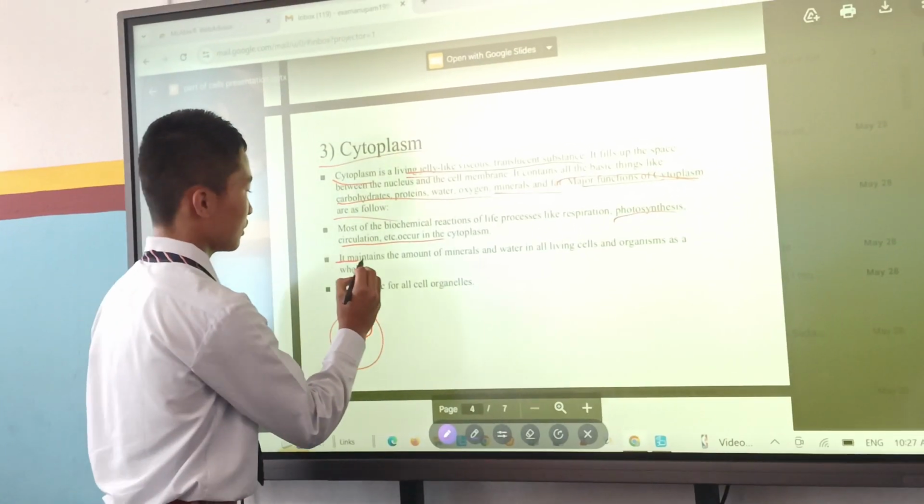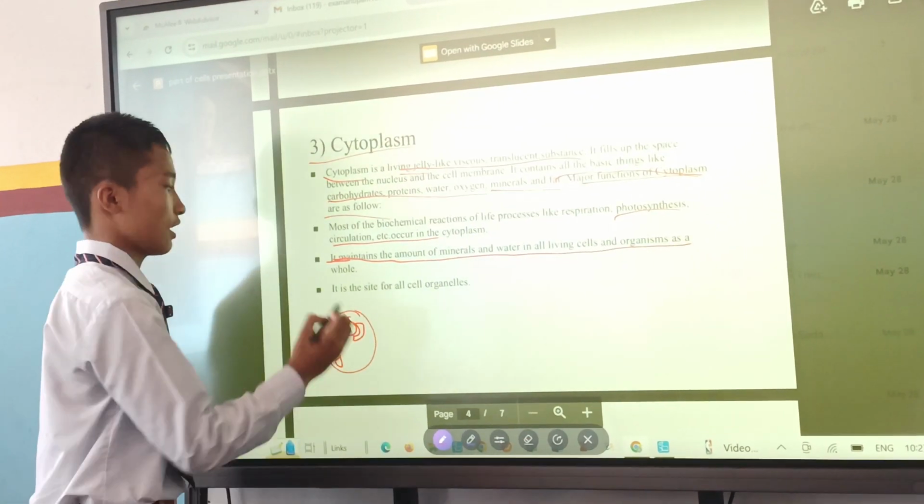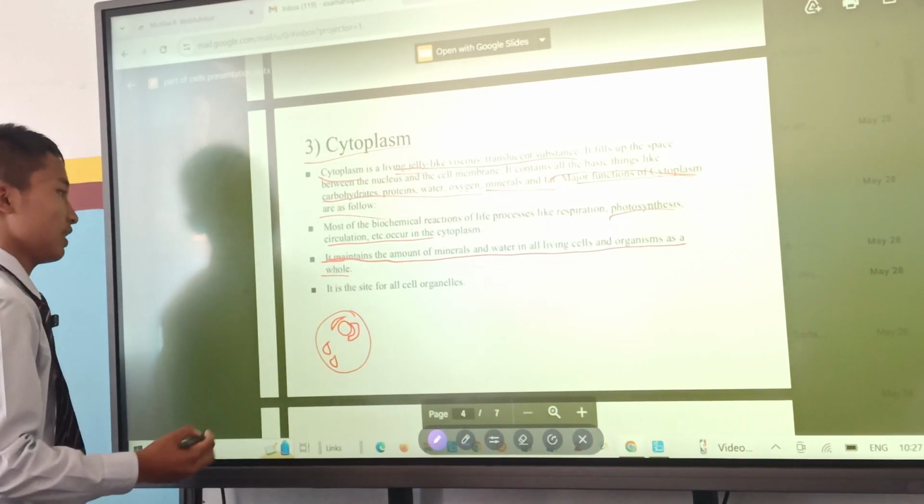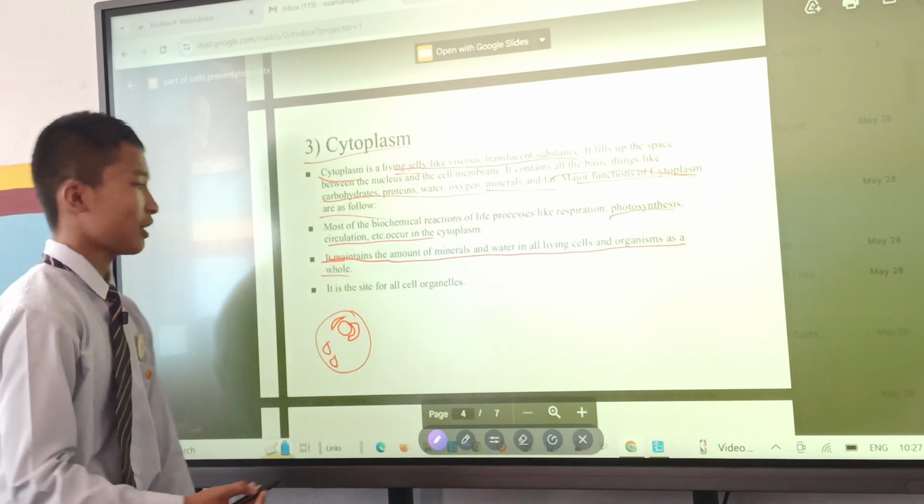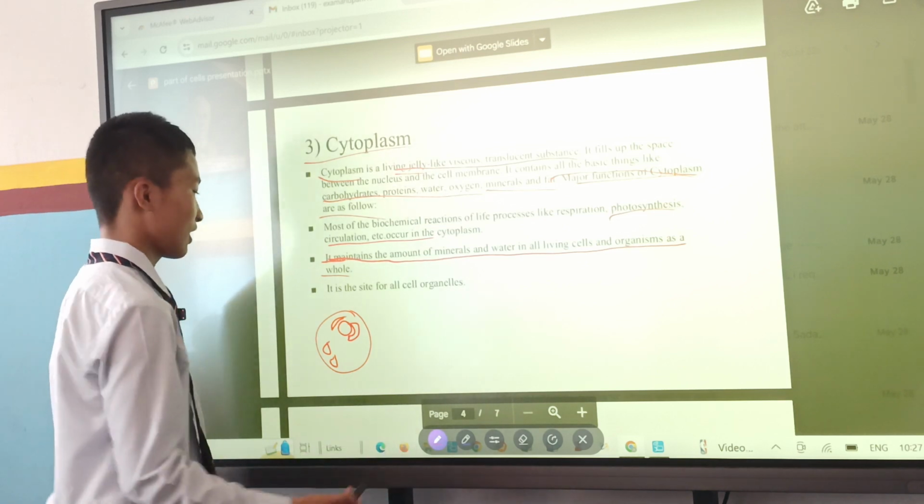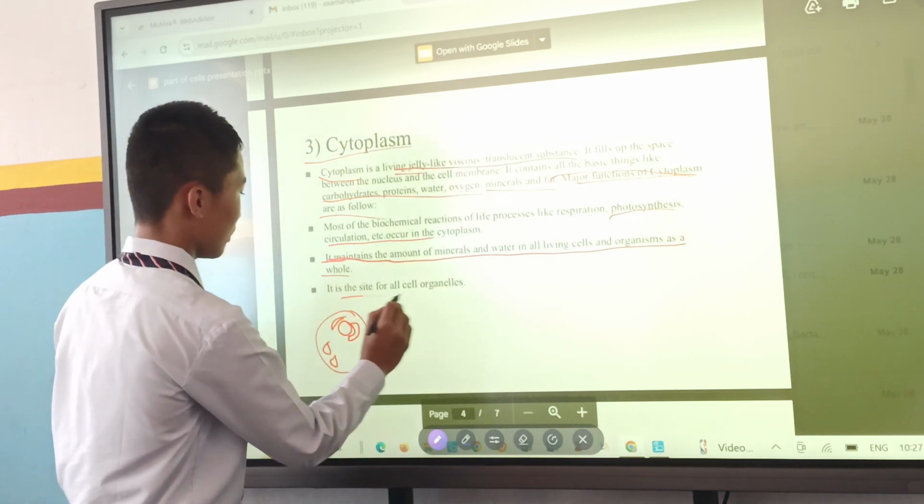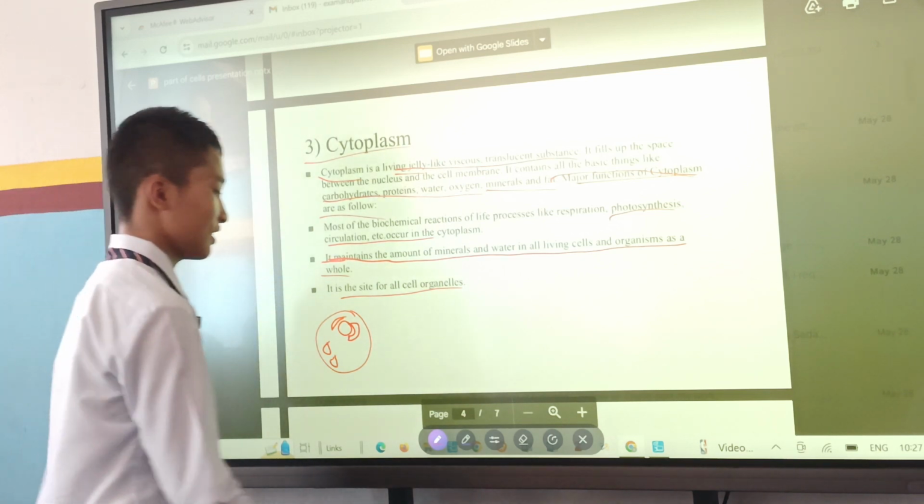Now the other point is it maintains the amount of minerals and water in all living cells and the organism as a whole. That means it maintains the amount of minerals and water for the cells and organisms. It is the site for all cell organelles. It is the site where all cell organelles are.